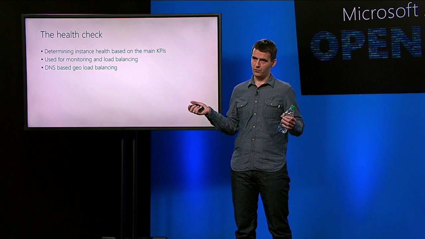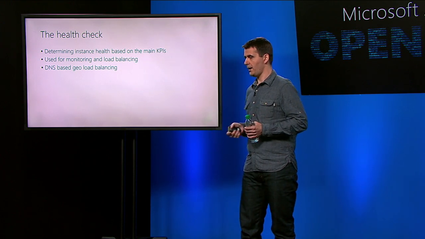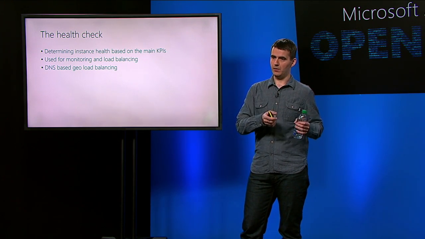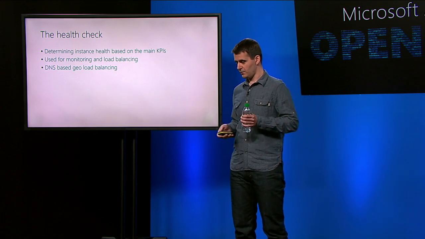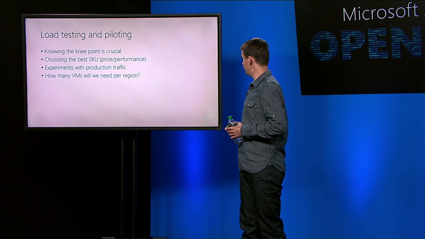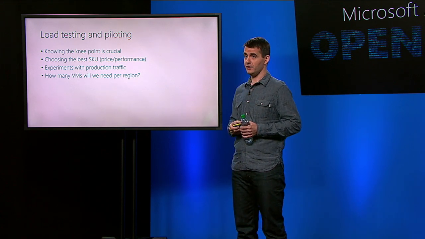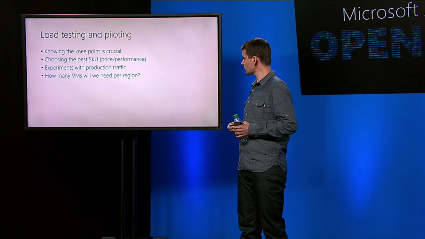And the last thing about these relays is we use DNS-based load balancing, which means that when the client tries to find a relay, it will do a DNS query, and it will be directed to the closest available healthy relay. So that's the health check. And I think it's pretty important in this story and actually in service performance in general.